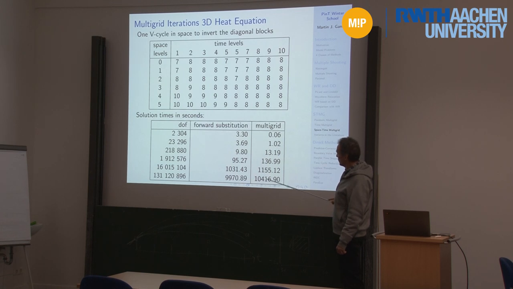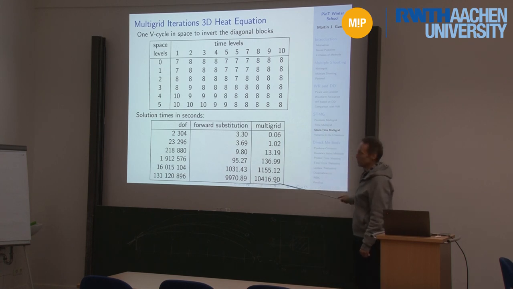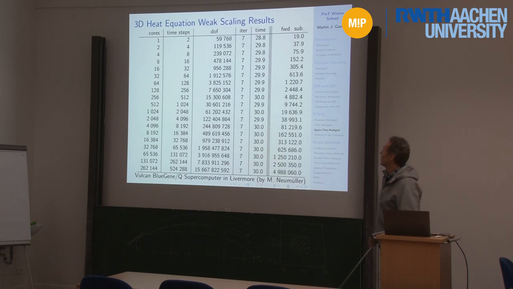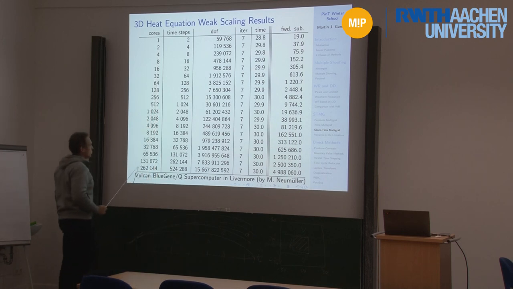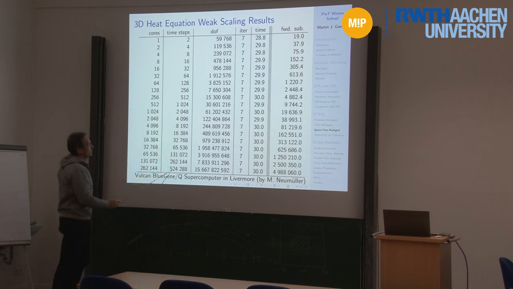But the spectacular thing is this method is fully parallel. So on one processor, this method is as fast as forward substitution. And as soon as I start to put more processors, which I show on the next transparency, this thing scales like a charm. So here is a weak scaling experiment on a 3D heat equation. The cores go from 1 to 262. This is a calculation that Martin Neumüller did on the supercomputer at the Livermore lab. And the problem we just increase.